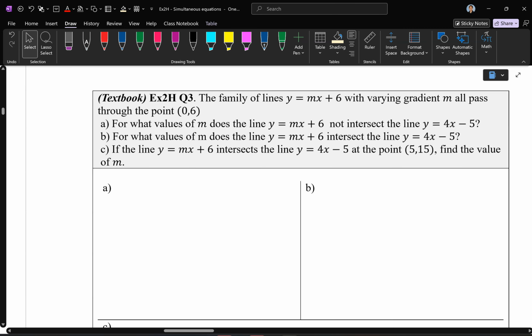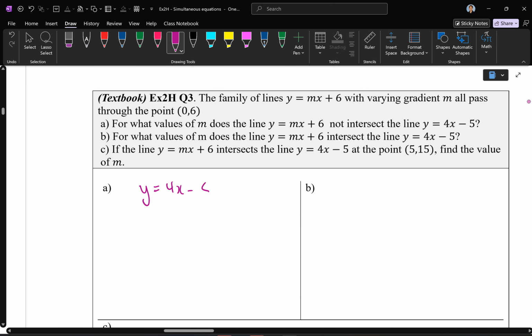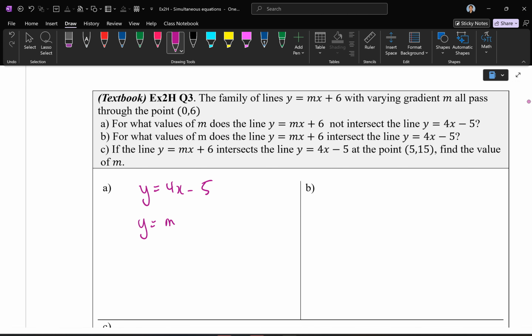Remember 2F, how I said family of lines? You don't know what M is. You know the y-intercept is 6. Now they're saying, for what values of M does the line not intersect this line? So if I did A with you, you got y equals 4x minus 5. And the other line is y equals mx plus 6.